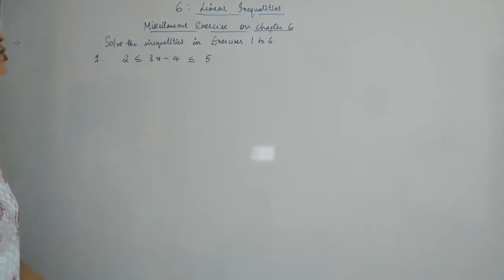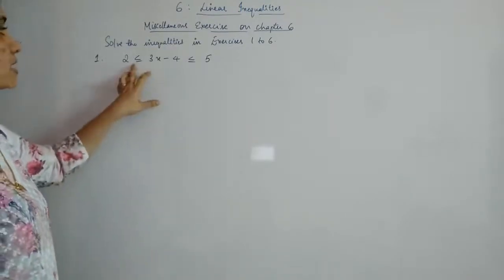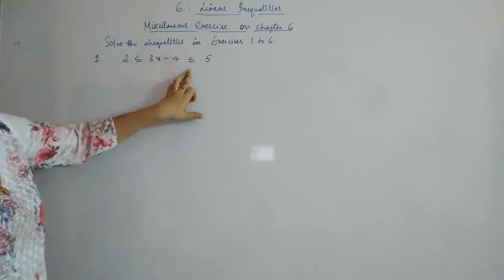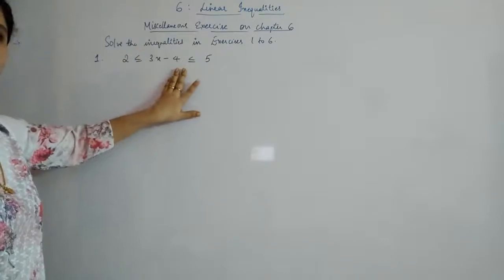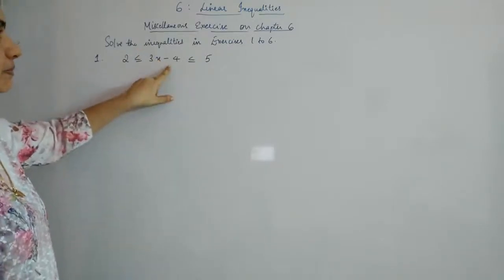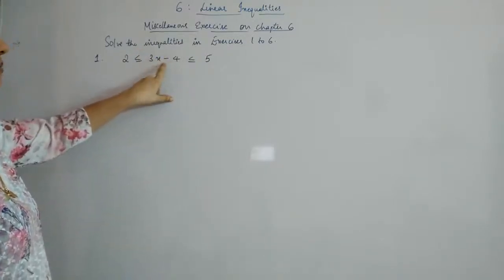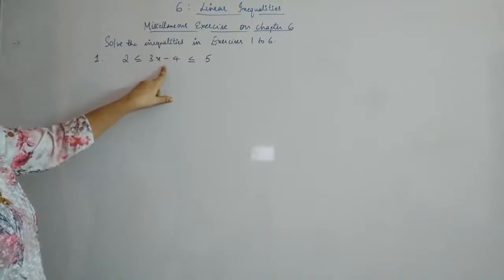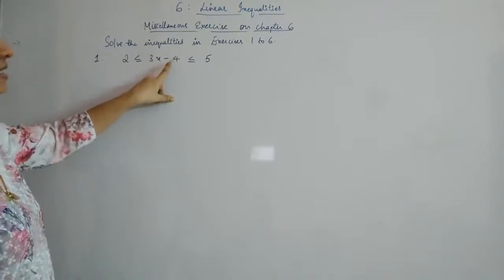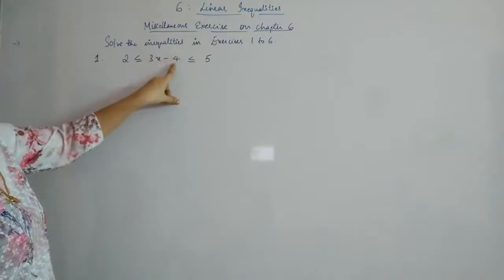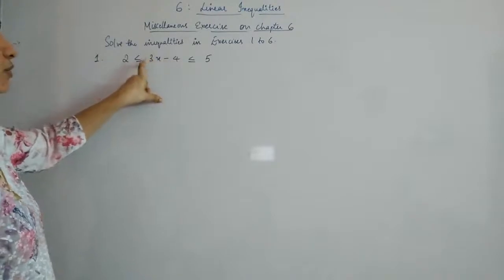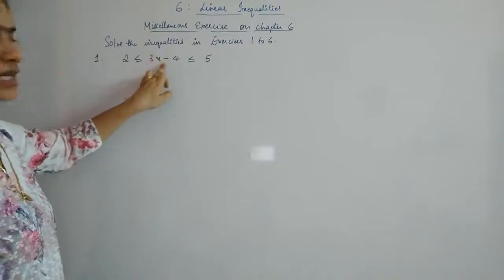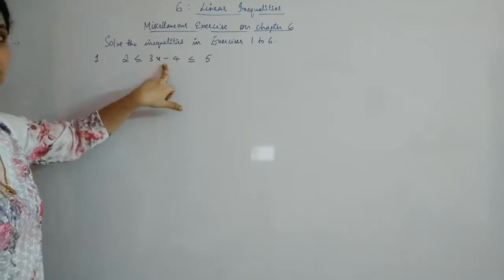First question is 2 less than or equal to 3x minus 4 less than or equal to 5. So here you can see that you have a double inequality, and this type of problem how we will solve is, actually here we have to find out the value of x only, but the method will be you have to first make this x term alone where it is lying. That means you have to first remove this minus 4 from the inequality or from this portion, and then you have to remove this 3 also, so that this in between term becomes only x.